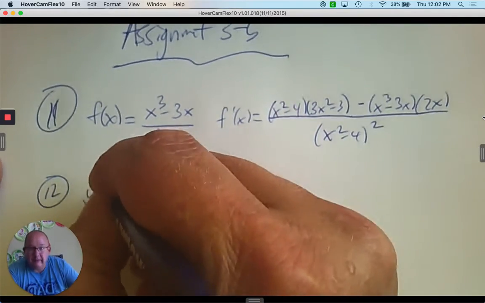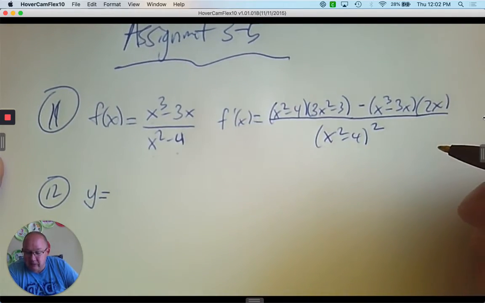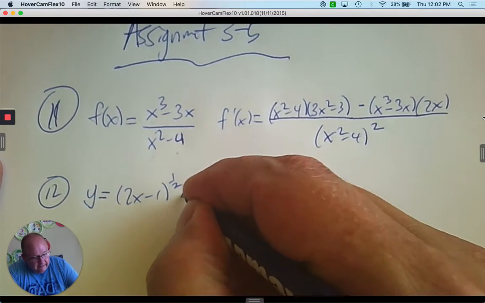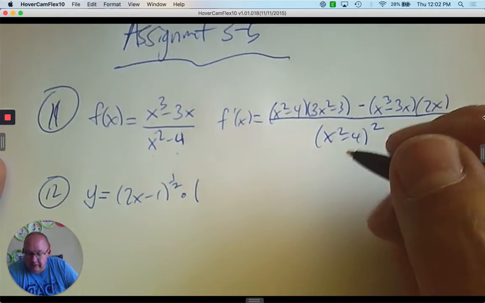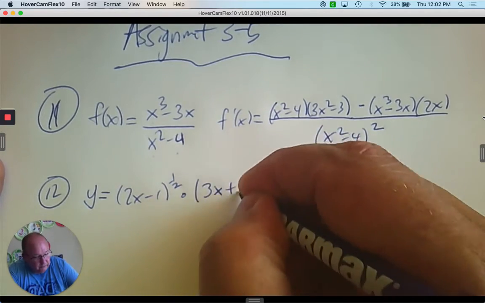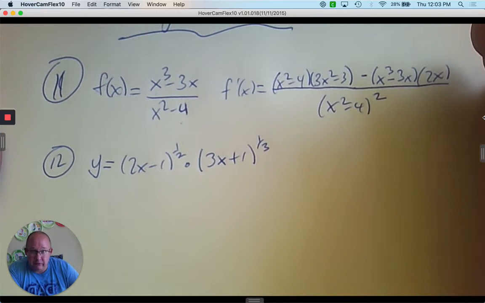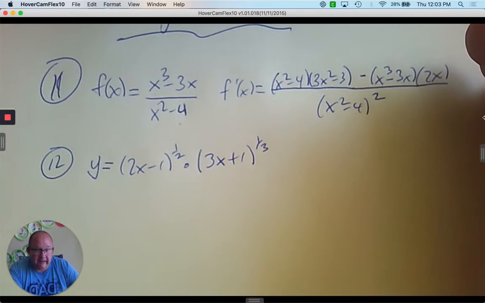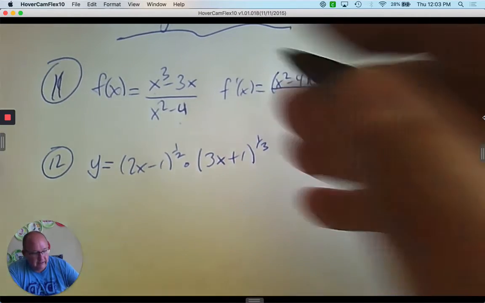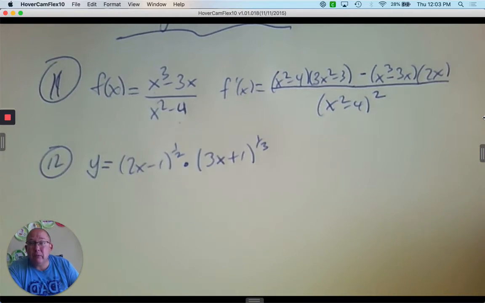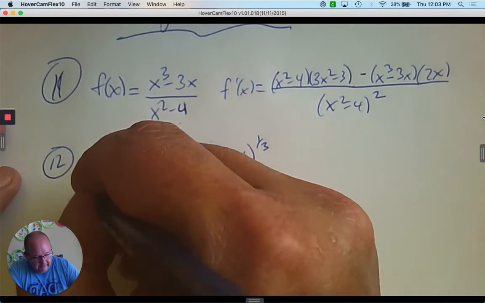Number 12. Now right away in number 12, I look to see that I'm going to write this a little more calculus friendly. So I'm going to write that as 2x subtract 1 to the half, and this one is 3x plus 1 to the 1/3. So it's important to have that algebra skill that if it's in radical form, you can write it as a fractional exponent. And notice I also did this right here. That's going to give you a good indicator. What rule are we going to use to take the derivative? And the answer is the product rule.